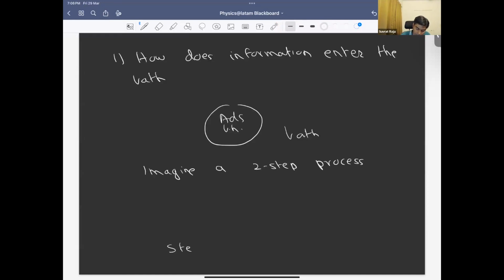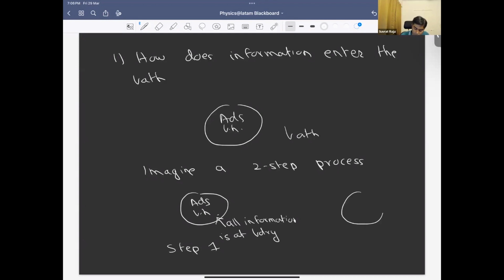In step one, we just have an AdS black hole, okay? No bath. As we know, and as we've been discussing for some time, all information is at the boundary. It might be available in some very scrambled form, but it's always there at the boundary. Step two, add the bath. So now we have an AdS black hole, and now we added a bath around it, right?